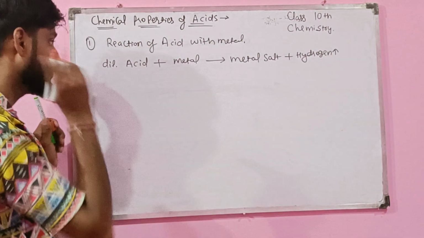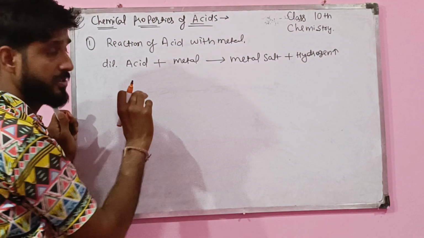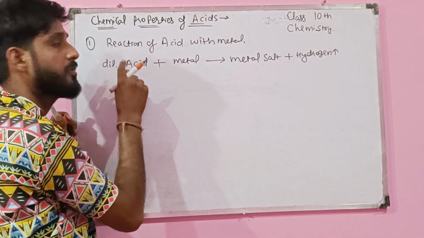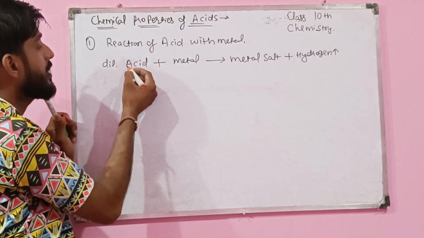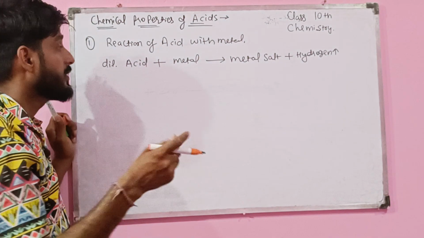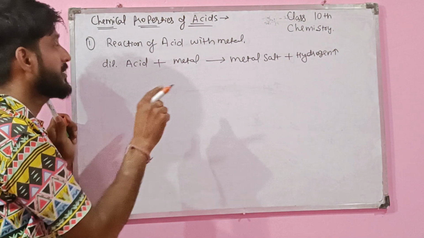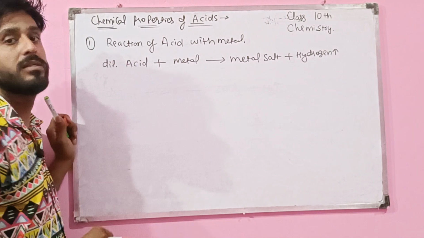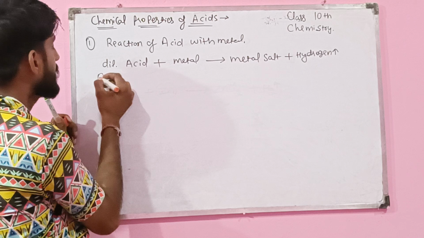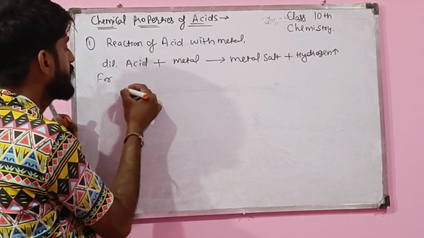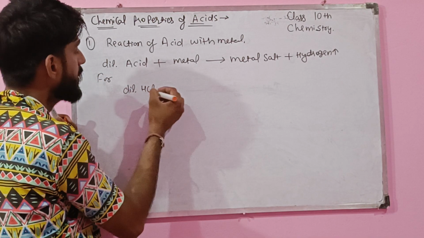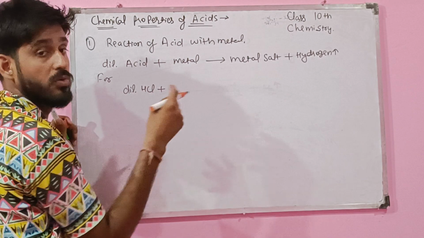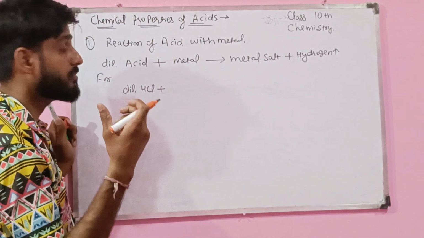The reaction occurs only when the metal is more reactive than hydrogen, because we know that all acids contain hydrogen. So the reaction only occurs when the metal taken here is more reactive than hydrogen. For example, take hydrochloric acid and metals which are more reactive than hydrogen, like zinc, aluminium, sodium, potassium, iron.